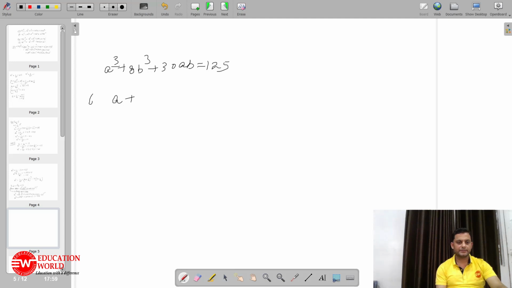Your question number 6 of the exercise. A plus 1 by A is already given. It is equal to root 3. They are asking, show that A cube plus 1 by A cube is equal to 0.